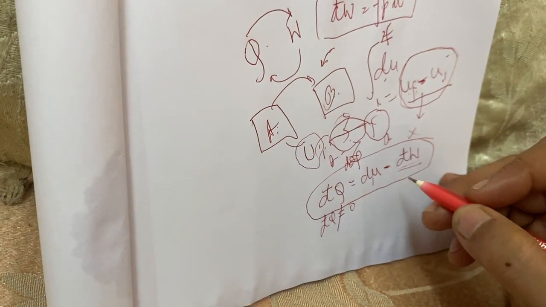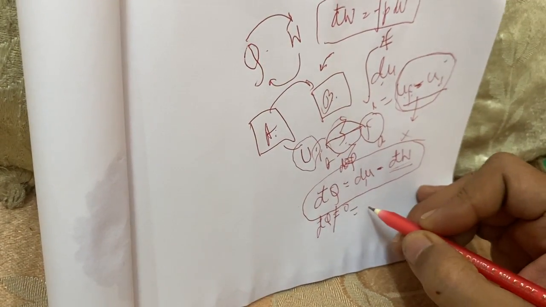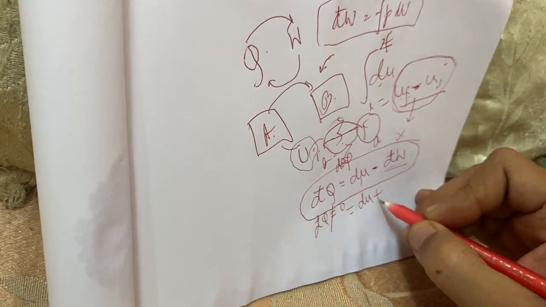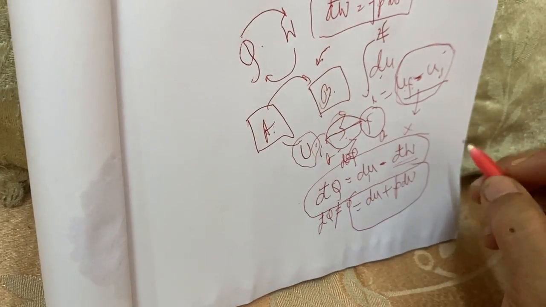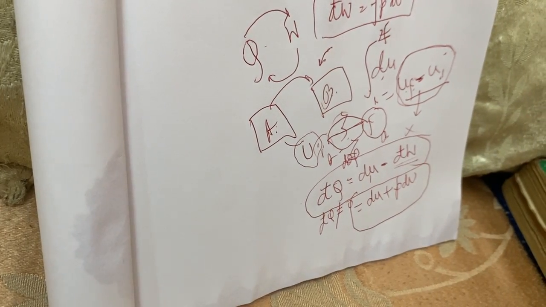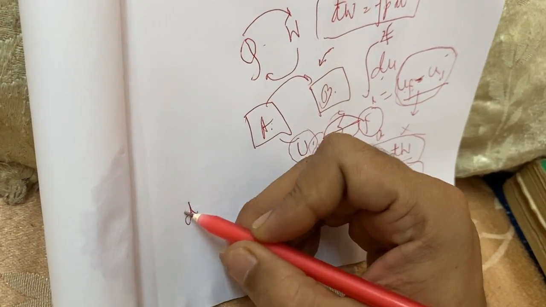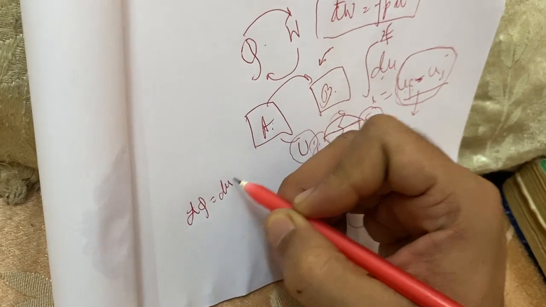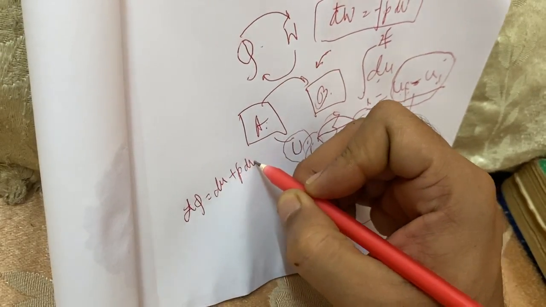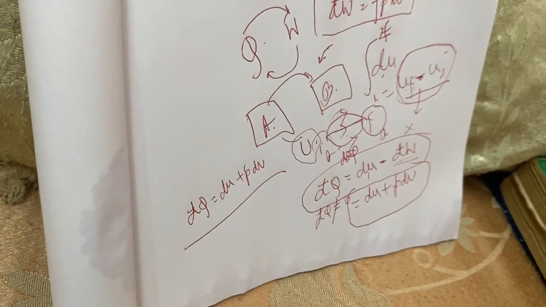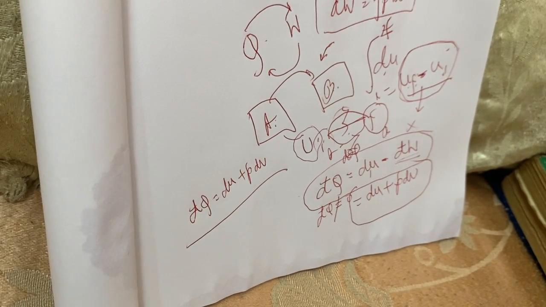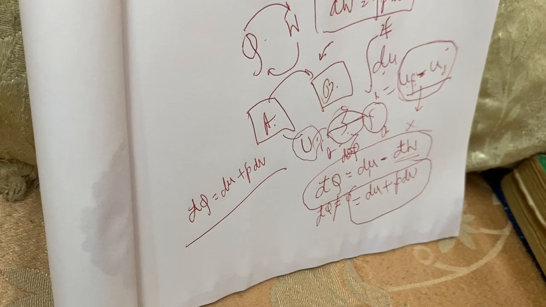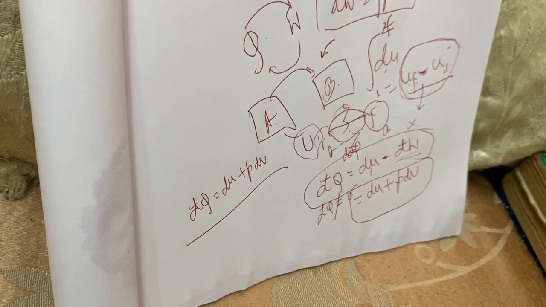So, we are taking the form dq is equal to du minus dw, ultimately it takes the form dq is equal to du plus pdv. This is an important equation which is the first law of thermodynamics. So, the mathematical form of the first law of thermodynamics is dq is equal to du plus pdv. It is a very important equation, it only signifies the conservation of energy.